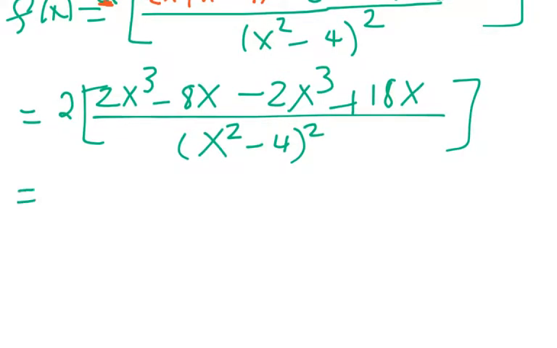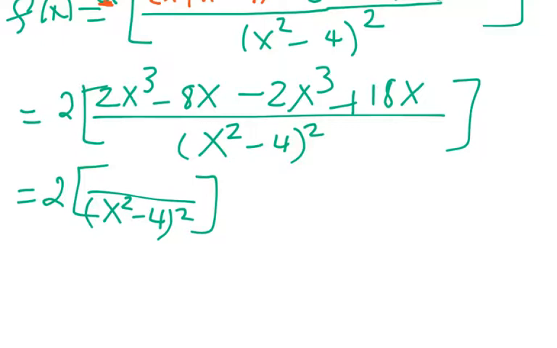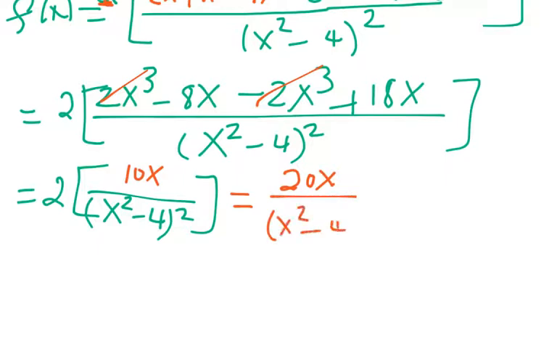So this would be equal to 2, I'm sorry, not square root. If I simplify this, the denominator is x squared minus 4, squared. And on top, if we combine negative 8x and 18x, that gives us 10x. If we multiply in the 2, that becomes 20x over x squared minus 4, squared. It's okay that we multiply it in right now. So that gives us f prime of x.